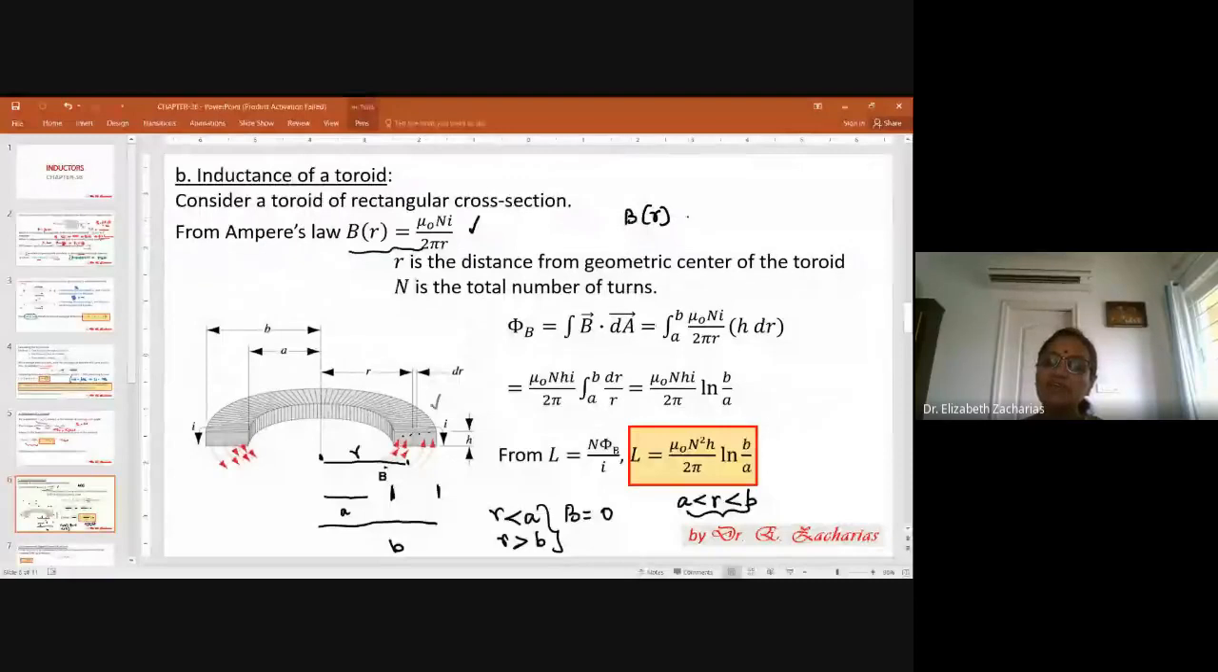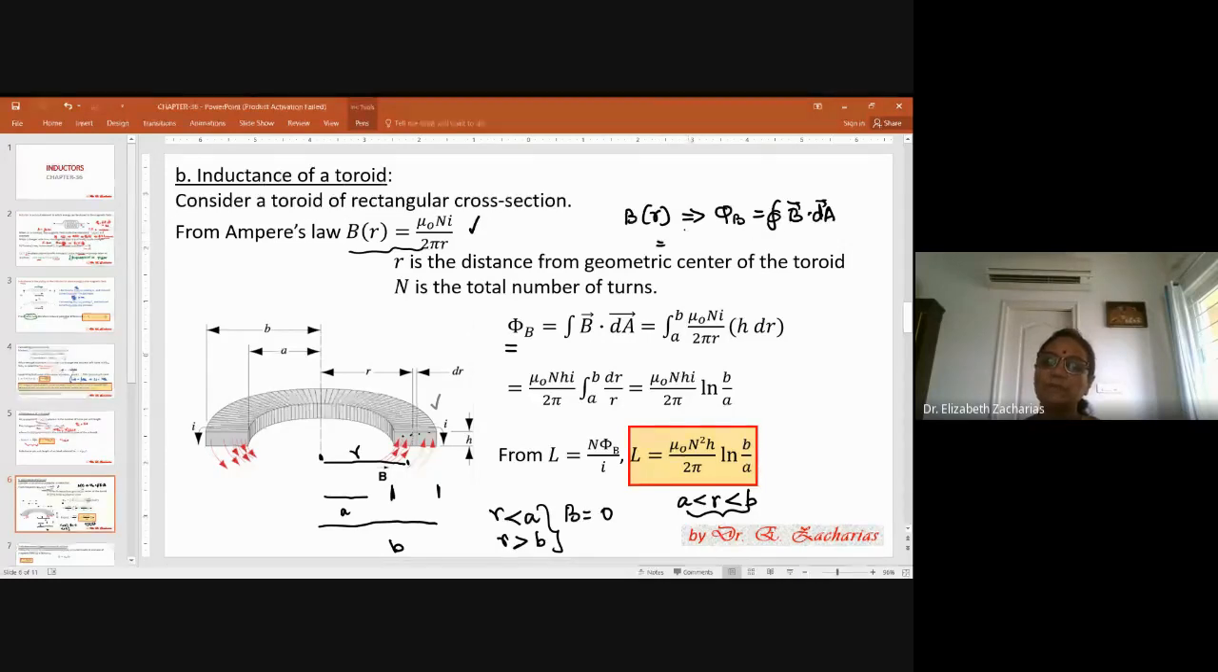Since the magnetic field is a function of R, flux has to be obtained only by doing an integration. If B was uniform like in a solenoid, then we could have simply said B into A. But here you need to do an integration. So if you have to do an integration, this step is crucial. Please listen. What we are going to do now is get the expression for the flux, integral B dot dA.